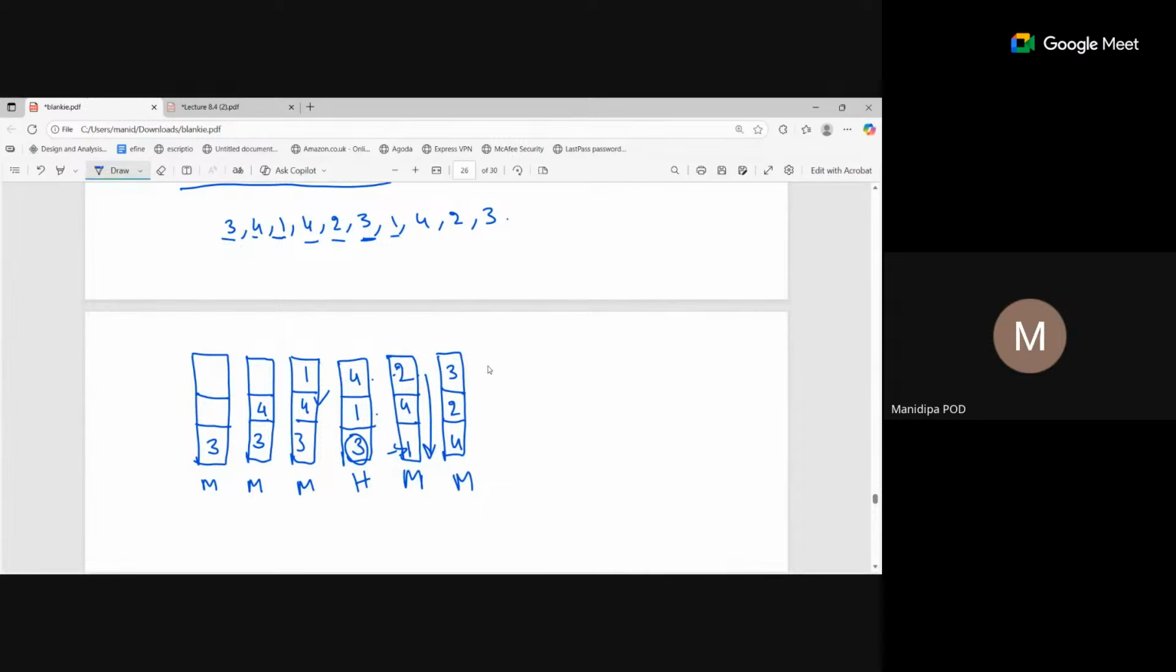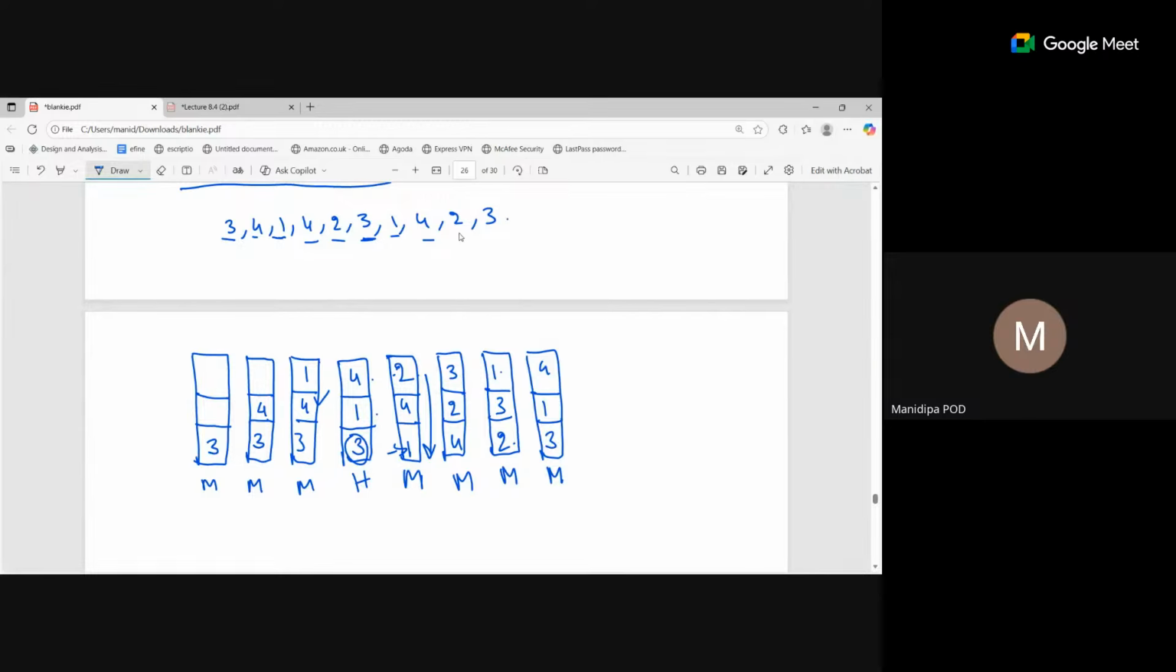This one, is it hit or miss? Miss. Now tell me the order. 1, 3, 2. This is also a miss. Next is 4. 4 is not in 1, 3, 2. So 2 has to be replaced, so it is 4, 1, 3.